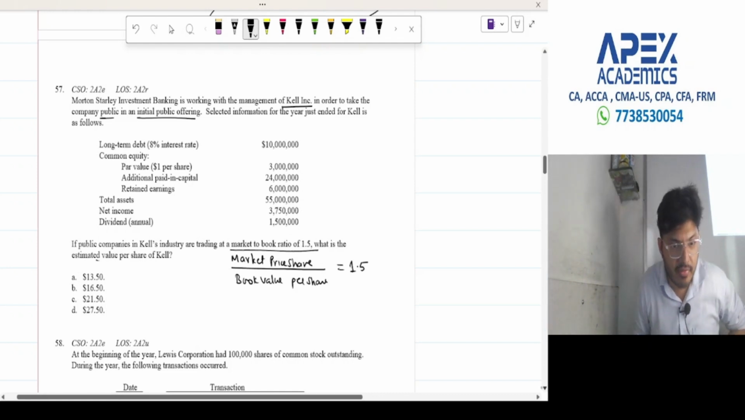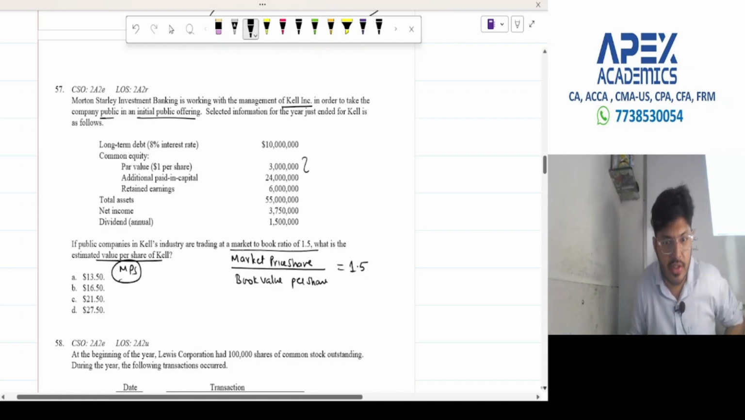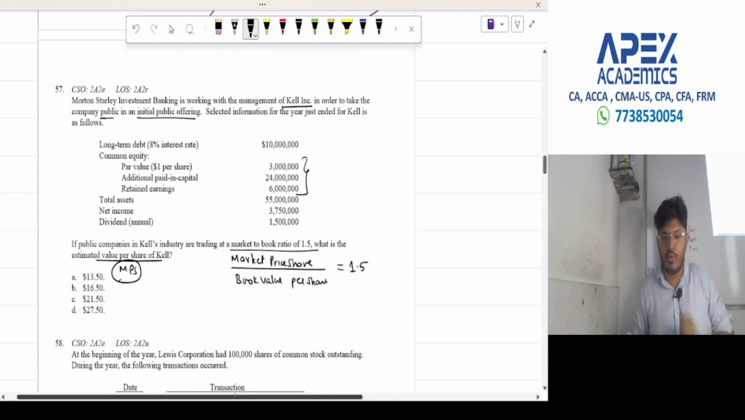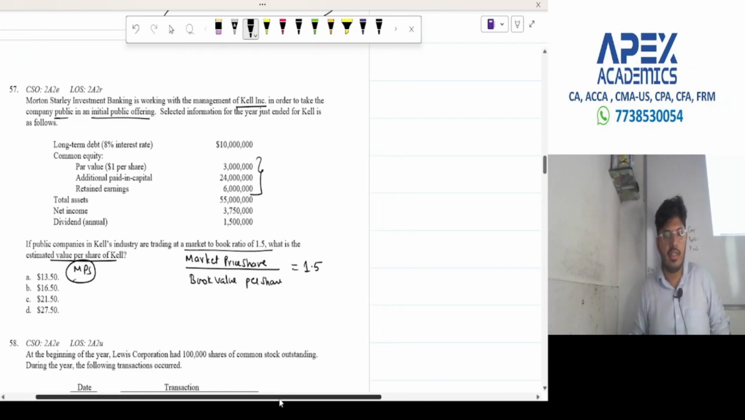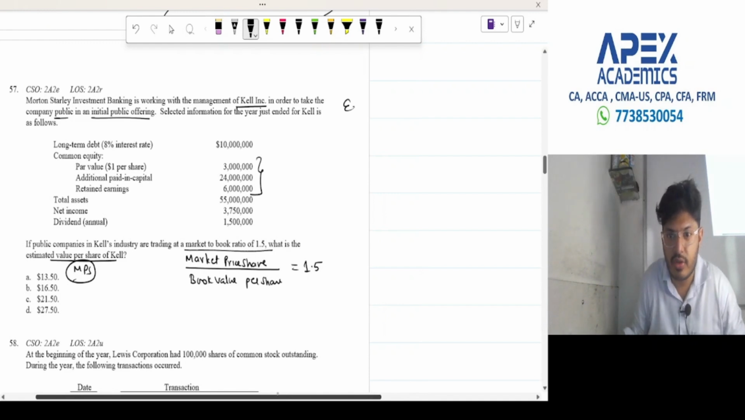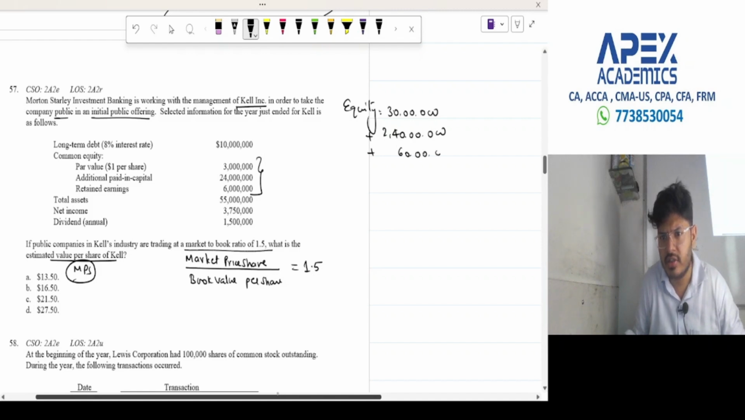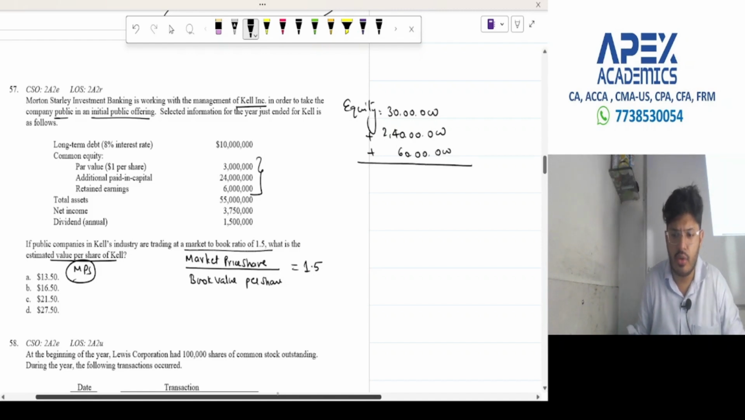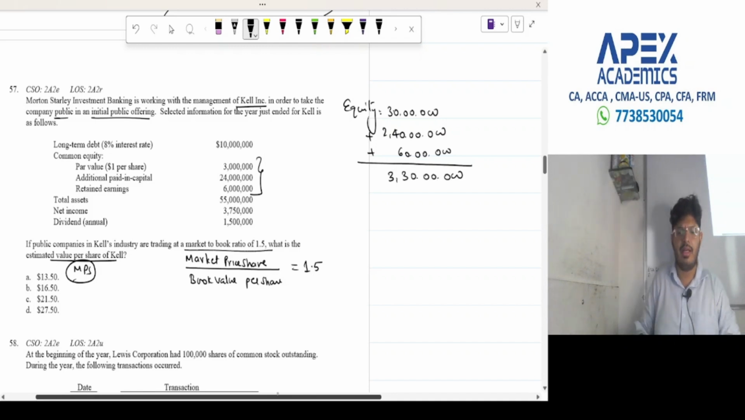So what is the estimated value per share? Meaning we are asking for market price. So based on this much information, we are able to calculate the book value of this particular company. So let us see what is the answer. My dear friends, what is the value of my equity today? My equity is equal to 30 lakhs plus 2 crores 40 lakhs plus retained earnings of 60 lakhs. Agreed or disagreed? Agreed. What is the total? The total is 3 crores and 30 lakhs. This is the total balance of your equity.